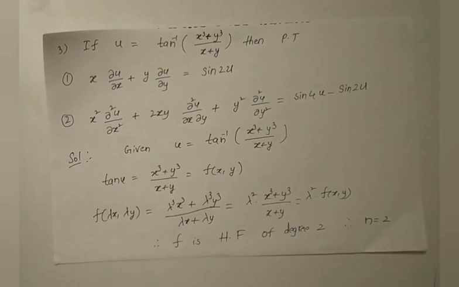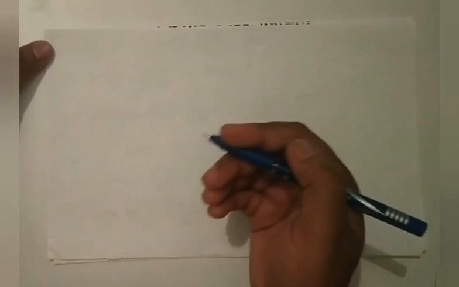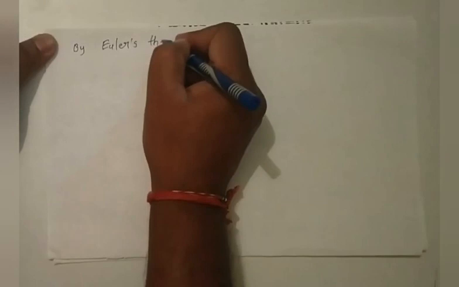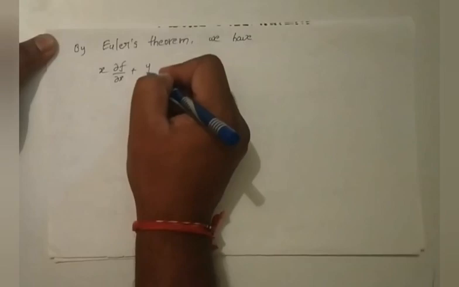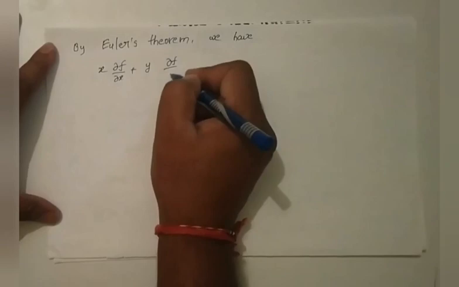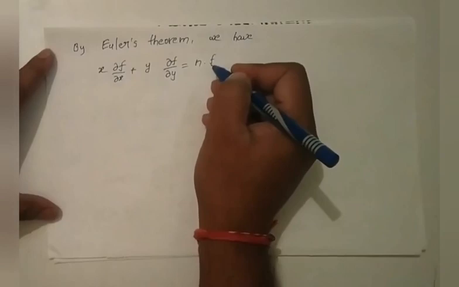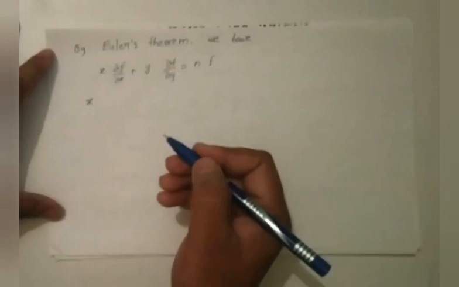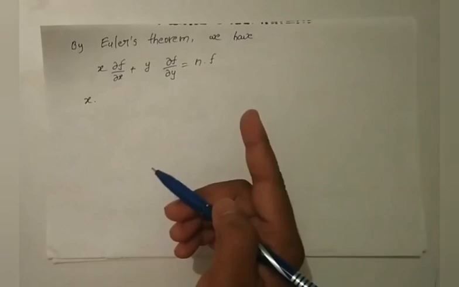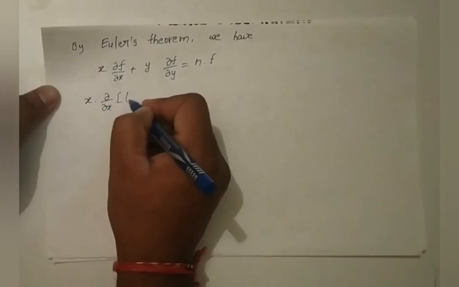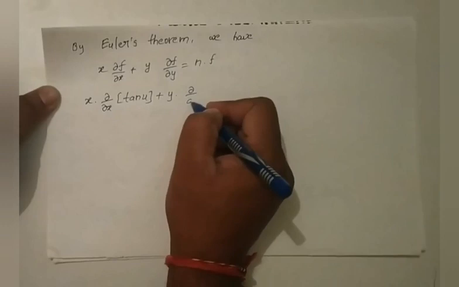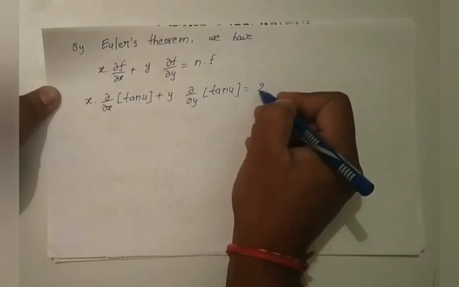If f is a homogeneous function of degree n, then by Euler's theorem we have x del f by del x plus y del f by del y is equal to n into f. Here f is a homogeneous function. Therefore x into del by del x of f, where f of x y is nothing but tan u, plus y into del by del y of tan u is equal to n into f, which is tan u.